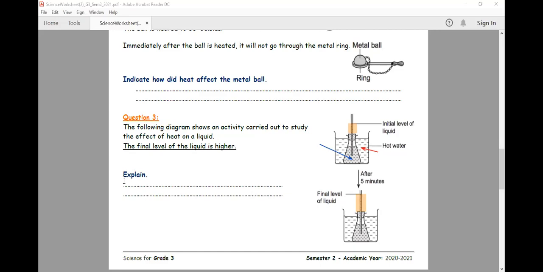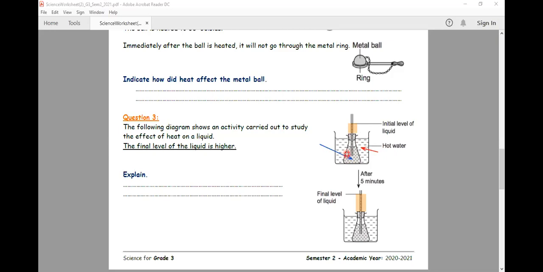The liquid expanded from the water. Bravo, it's the hot water. So the hot water heats the liquid. We said that heat energy moves from hotter objects to colder objects. So we have hot water, and the hot water will heat the liquid inside. And when we heat things, they expand, they get bigger.